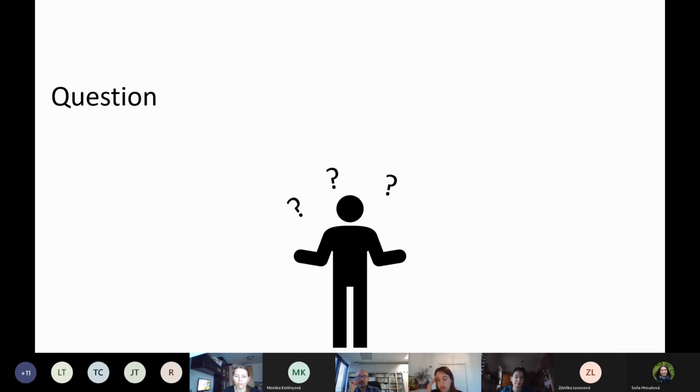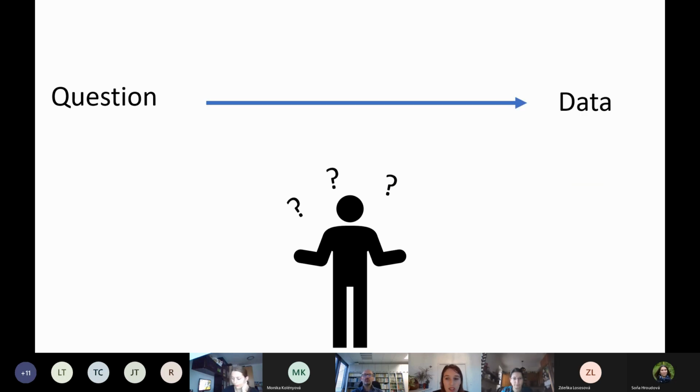And this was a bit strange for me, because most of the time I was used to having a question or a hypothesis and then looking for the data to answer my questions. But this time it was the other way around. I had the data and I had to find a question to study on the data that I already had.